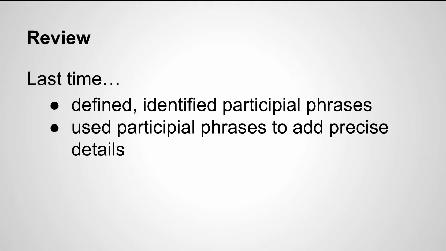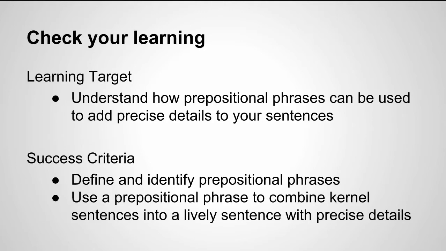So first of all, let's review what we did last time. We talked about participial phrases. We defined those and identified them, and then we also used them to add precise details to our sentences. So this time, you're going to understand how prepositional phrases can be used to add precise details to your sentences. You're going to be able to define and identify prepositional phrases, and then you're also going to be able to use prepositional phrases to combine kernel sentences into a more lively sentence.